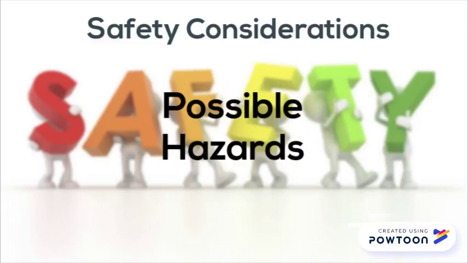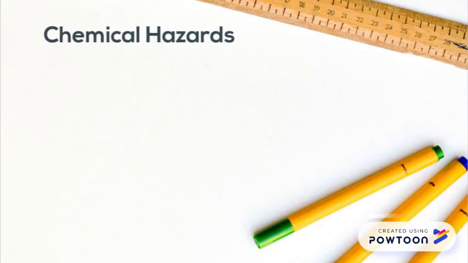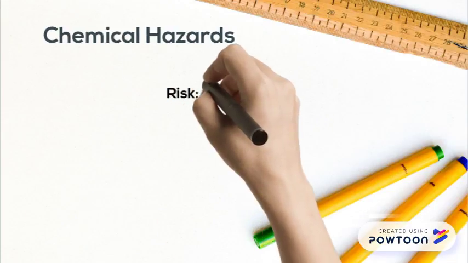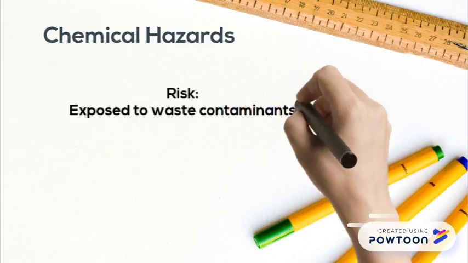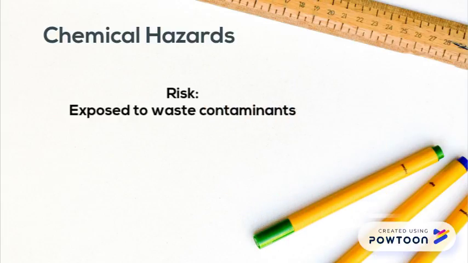Now, we are going to look into the three main hazards associated with the bioreactor processing technology. The first is chemical hazards. In terms of chemical hazards, workers may be exposed to waste contaminants or hazardous chemicals by inhalation, ingestion or absorption.